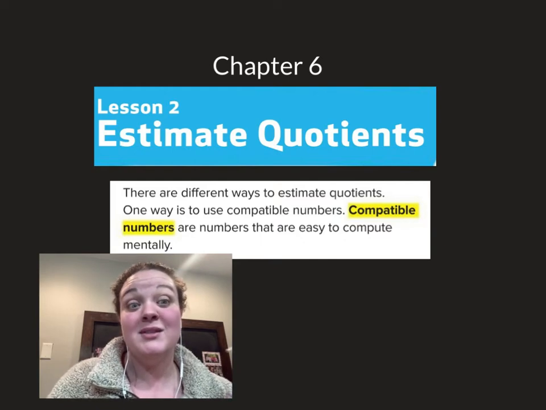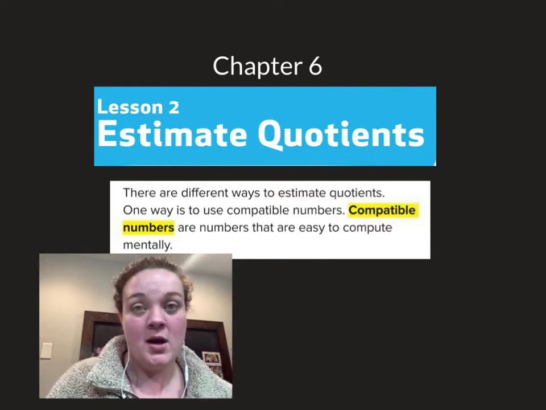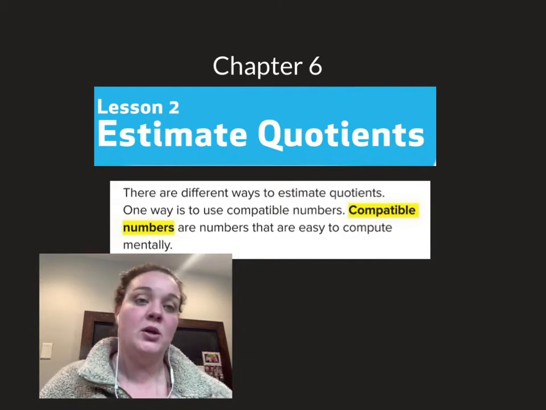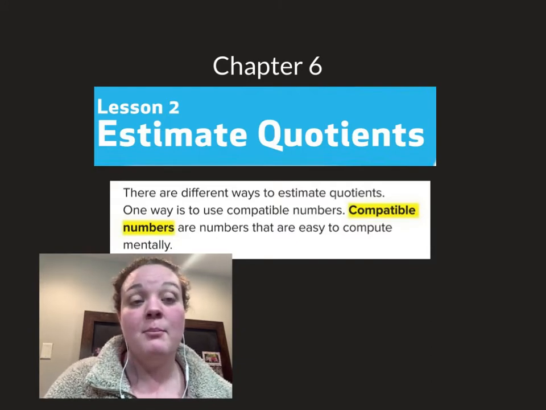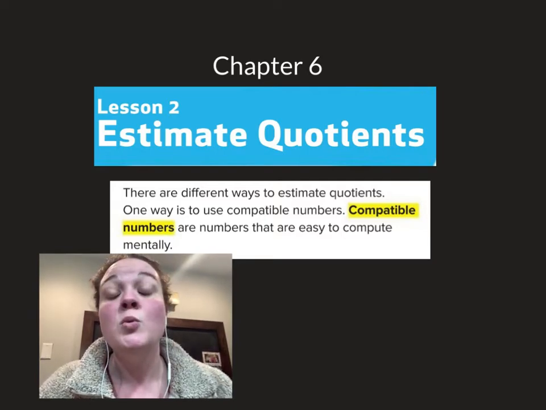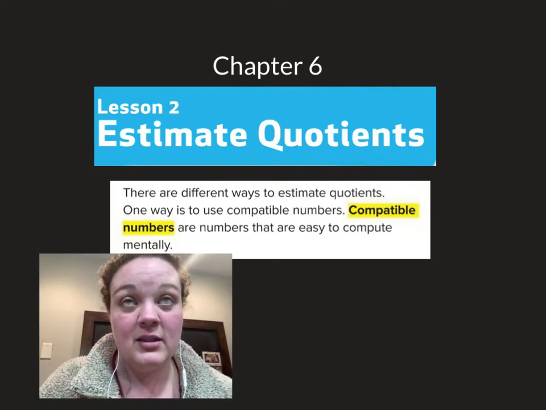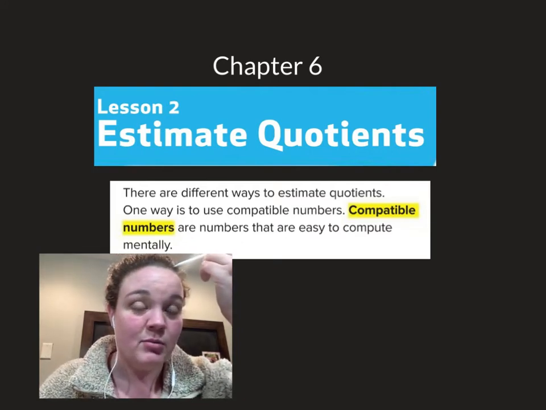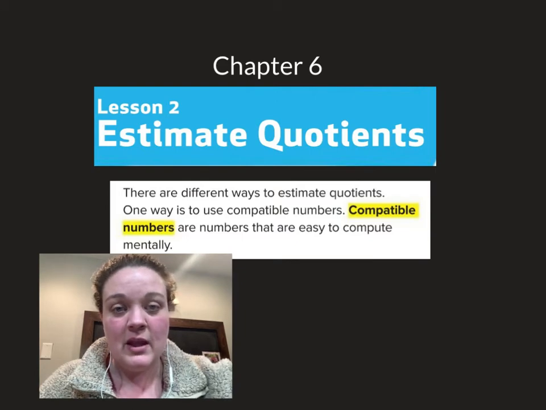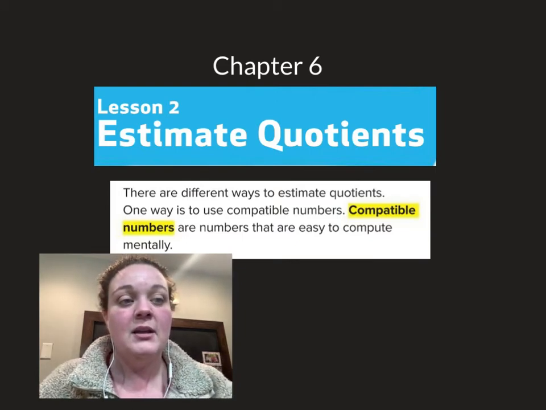Notice compatible numbers is yellow, which means it's a very important vocabulary word for us to remember. Compatible numbers are, you guys, this is huge. You will talk about compatible numbers for years to come, okay? So find a special slot in your brain, put compatible numbers in there, keep it safe, because you will keep using them over and over again. Here's what they are.